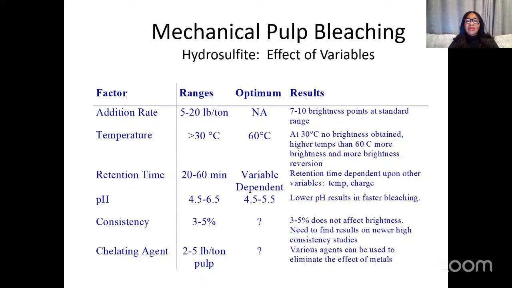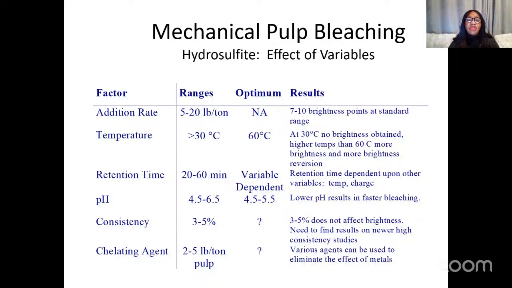You add 5 to 20 pounds per ton. Then optimum, well, it's not applicable. And then the result is that you have 7 to 10 brightness points at standard range. Remember what brightness is, measuring it with percentage magnesium oxide.